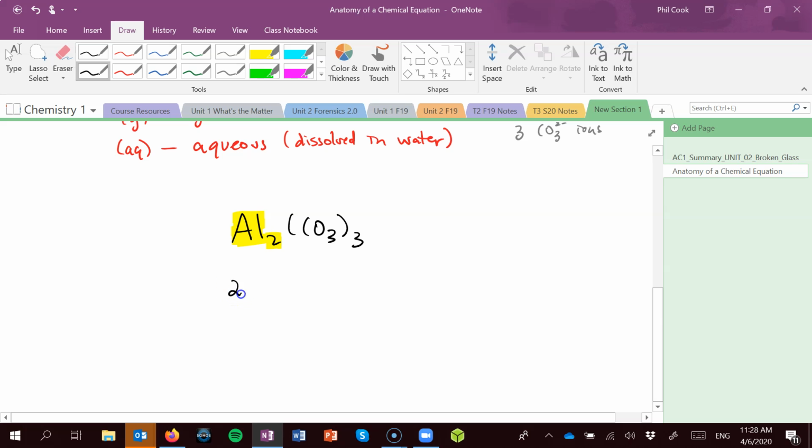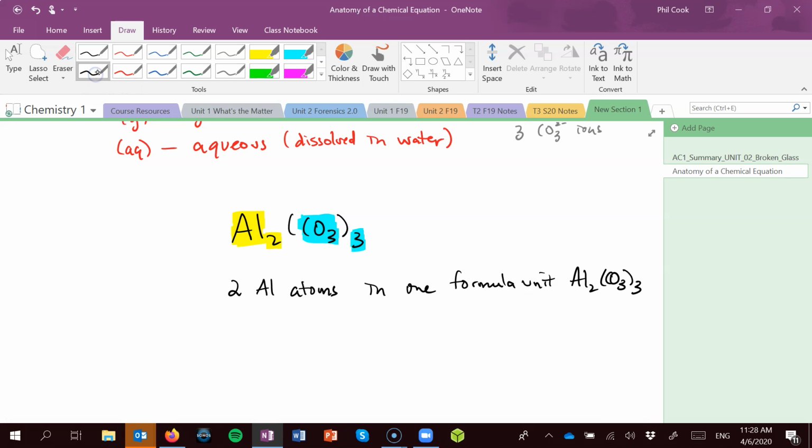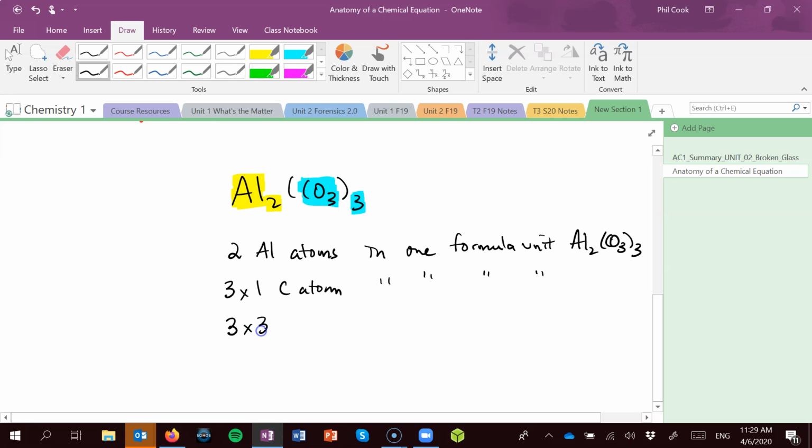So the way that we would interpret that is there are two aluminum atoms in one formula unit of Al2(CO3)3, aluminum carbonate. Now this 3 is outside the parentheses of this particular particle, and it's a polyatomic ion, which we'll learn about later, called the carbonate ion. That 3 on the outside distributes to everything inside, so it fundamentally means there are 3 times whatever you see inside the parentheses. So the way that we would interpret that is that there are 3 times 1 carbon atoms in one formula unit, and there are 3 times 3, or 9, oxygen atoms in one formula unit.